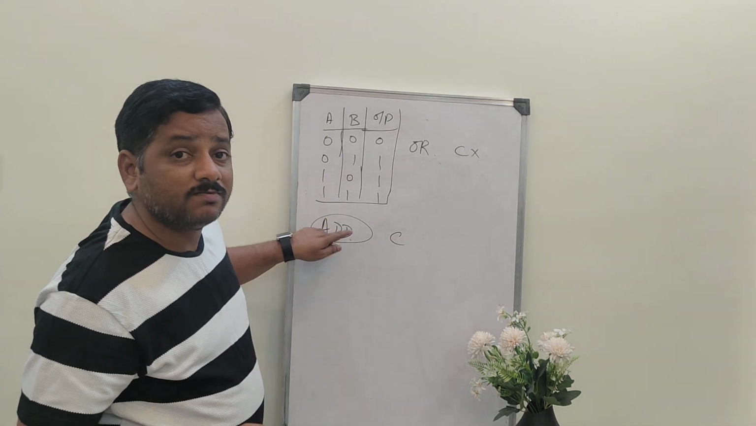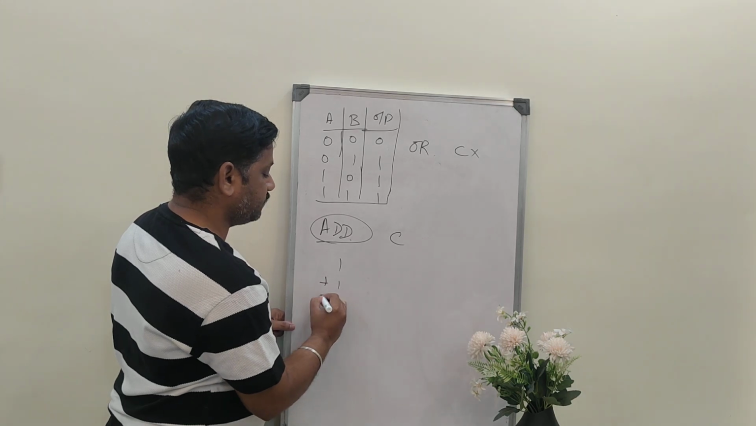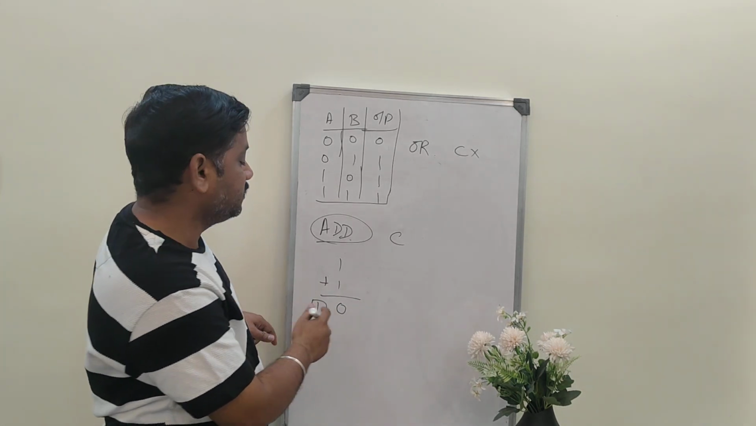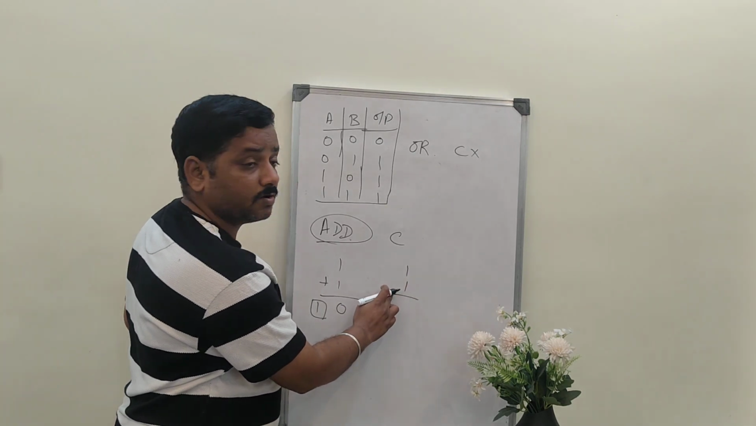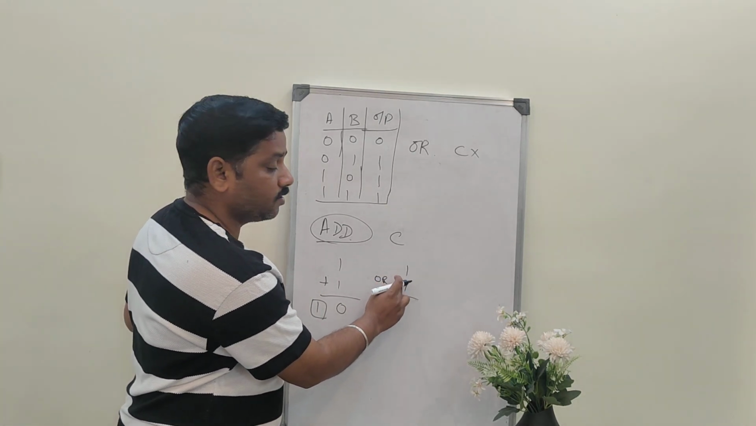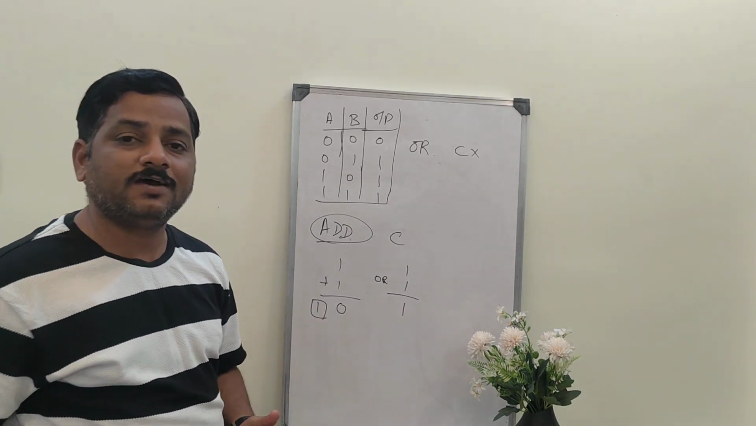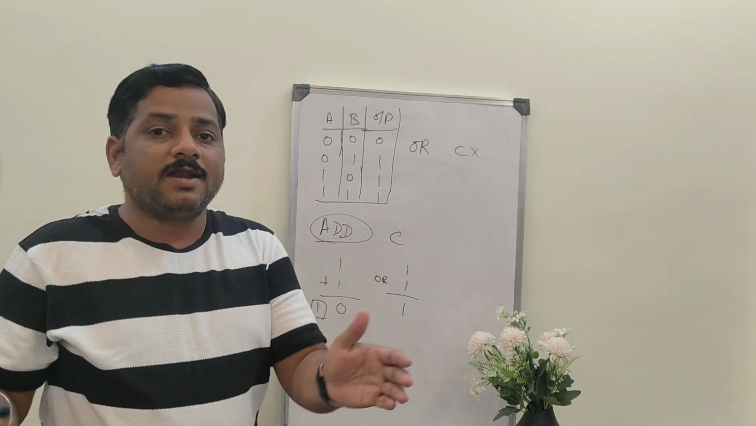For example, when you add 1 plus 1, you get 0 and 1 as carry. This is about the ADD instruction. But when you OR 1 and 1, you get the result as 1, you won't get a carry. So that is the difference between the OR and the ADD instruction.